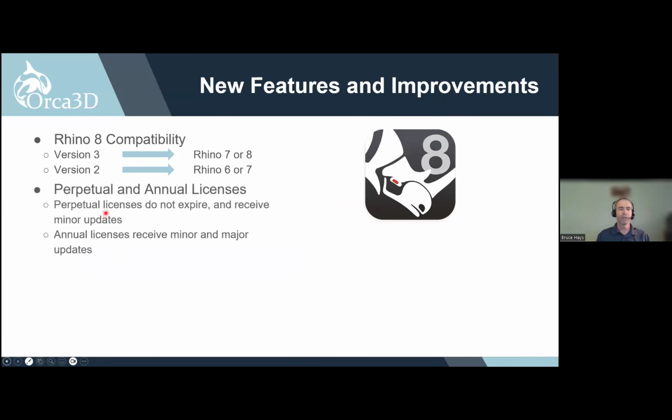We've always in the past offered perpetual licenses, very similar to Rhino's. We now also offer the option of an annual license. With a perpetual license, you receive any minor updates. So if we went from version 3.1 to 3.2, you would receive that. If we released version 4, it would be an upgrade, just as it's always been. With an annual license, you receive both minor and major updates. So 3.1 to 3.2, you get that update, as well as going from 3 to 4.